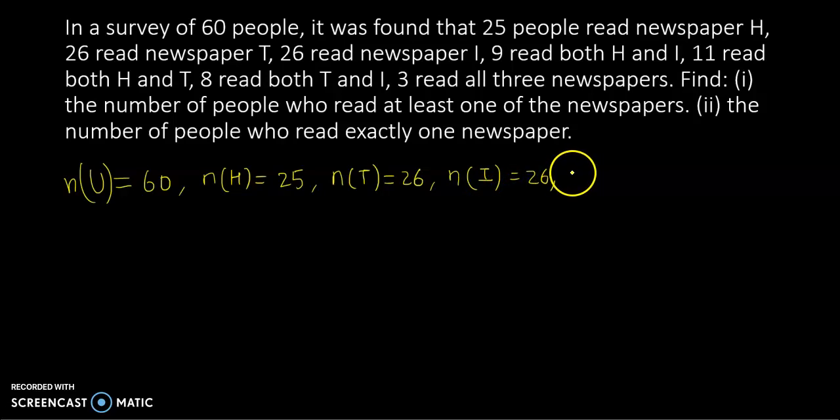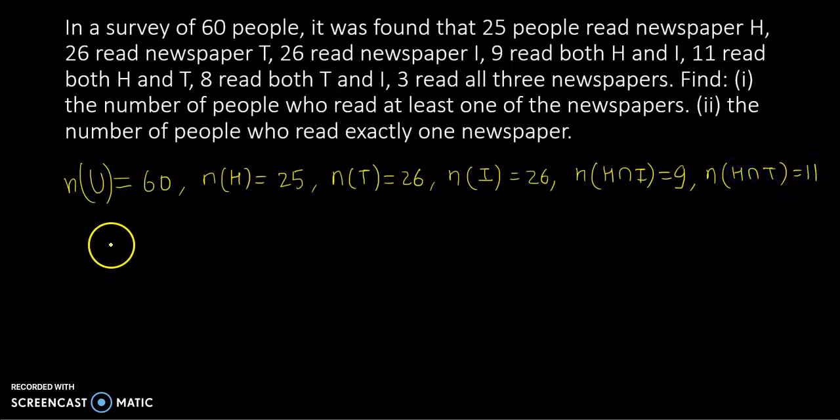9 read both H and I, so the number of people reading H and I is 9. 11 read both H and T, so the number of people reading H and T is 11. And 3 read all 3 newspapers, right? Okay, 8 read both T and I, so the number of people reading T and I is 8.